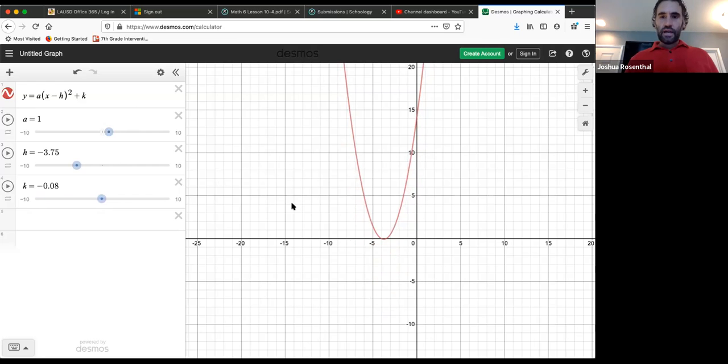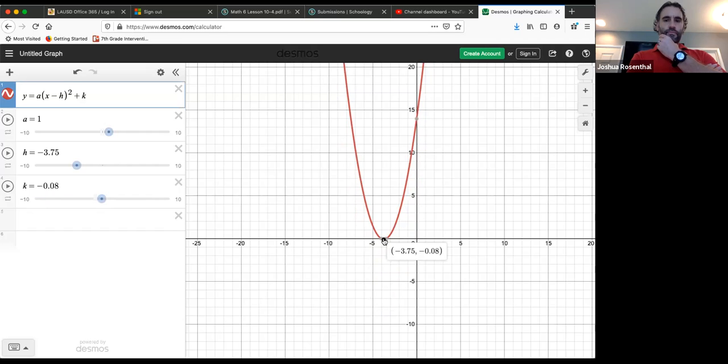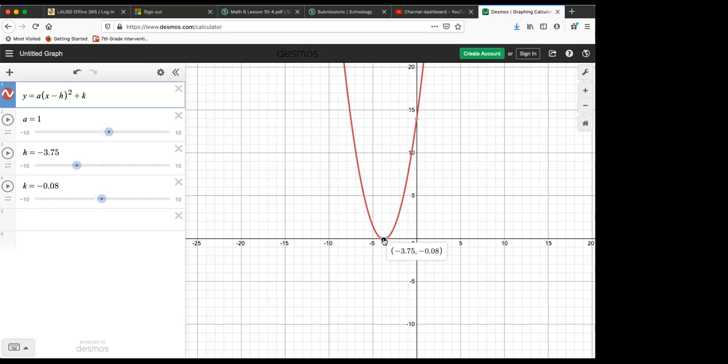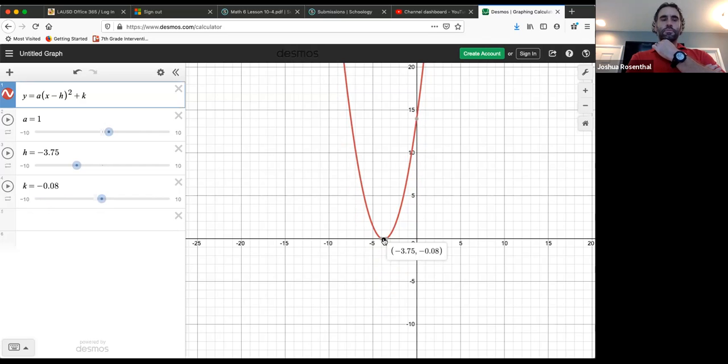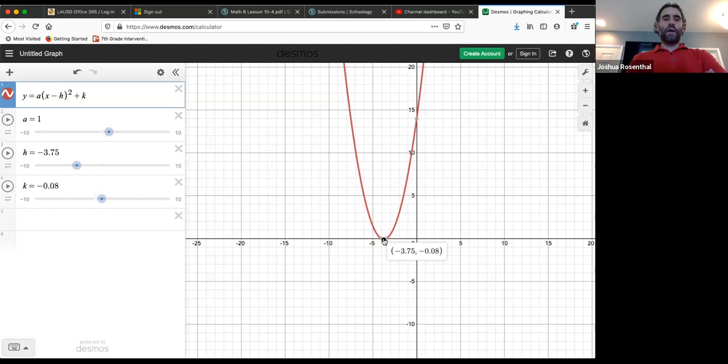Well, it tells us where the vertex is. Look at where this vertex is. Where's that vertex? -3.75. Look at H. It matches. H and K are the vertex. They're the X and the Y coordinate of the vertex, the H and the K. That's why they call it vertex form.